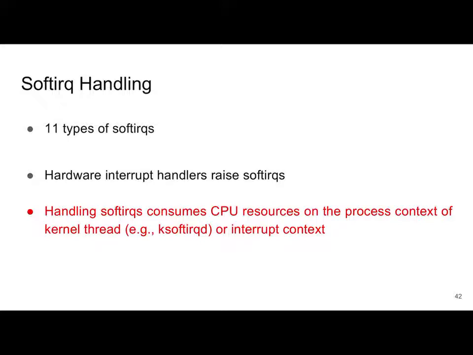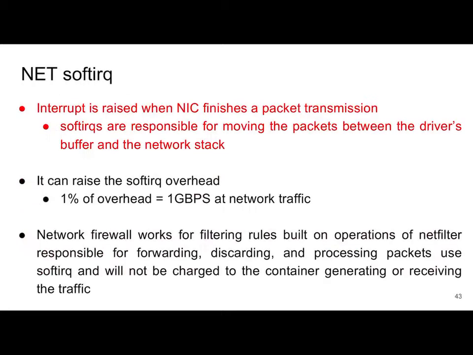The current kernel system defines 11 types of softirqs. Particularly, it is common for a hardware interrupt handler to raise the softirq. Handling softirqs consumes CPU resources in the context of a kernel thread or interrupt context, so they are not charged in cgroups. Net softirq will be raised once the NIC, network interface card, finishes the packet transmission, and softirqs are responsible for moving packets between the driver buffer and the networking stack.